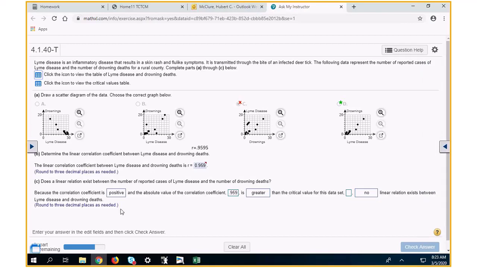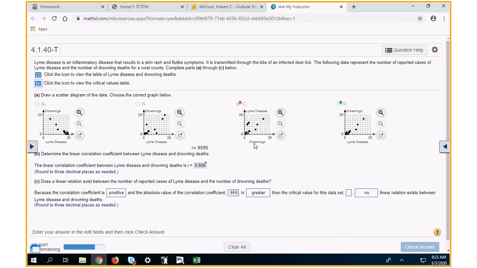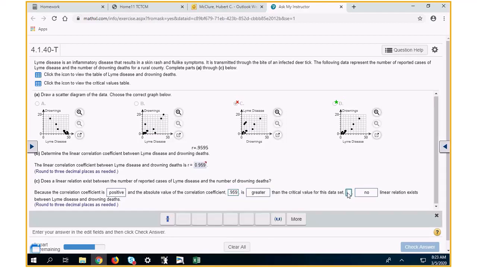It says, because the correlation coefficient is positive and the absolute value of the correlation is greater than the critical value, a critical value for, how many cases were there? 12? 12 is 0.576. So we're way higher than 0.576. I would say yes, a positive linear relation exists between Lyme disease and drowning deaths.